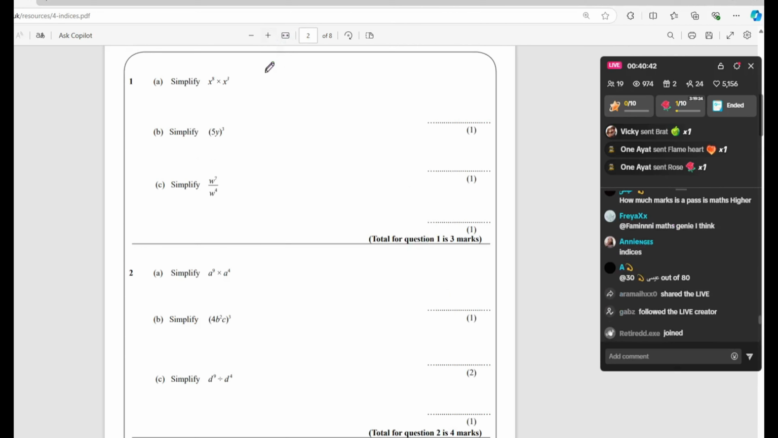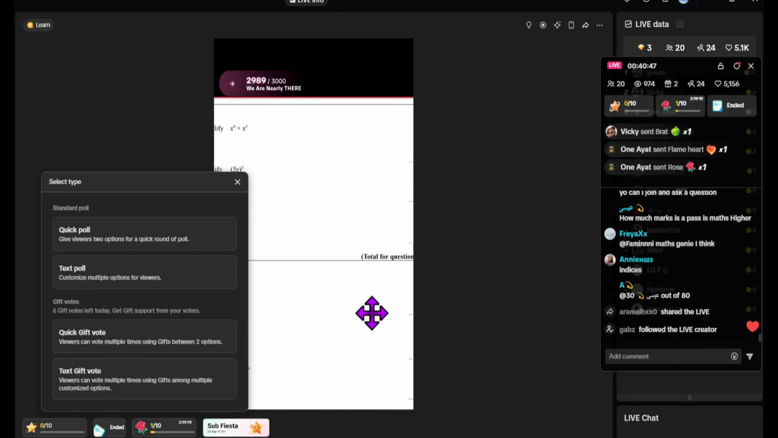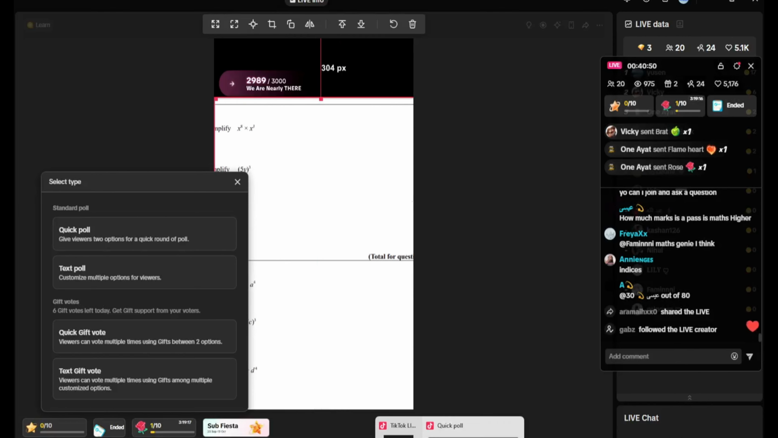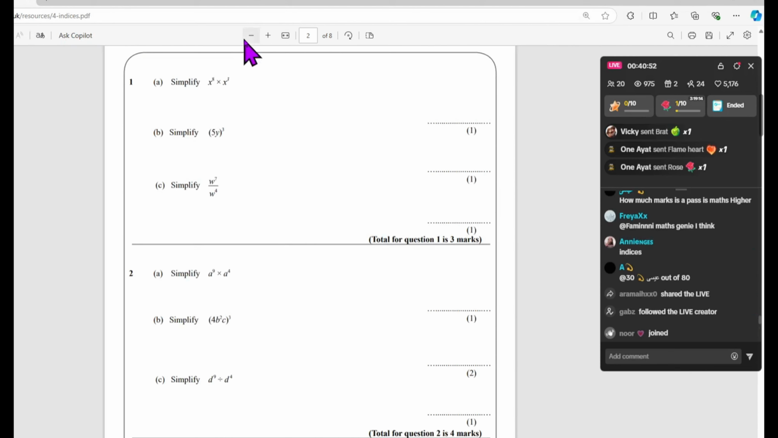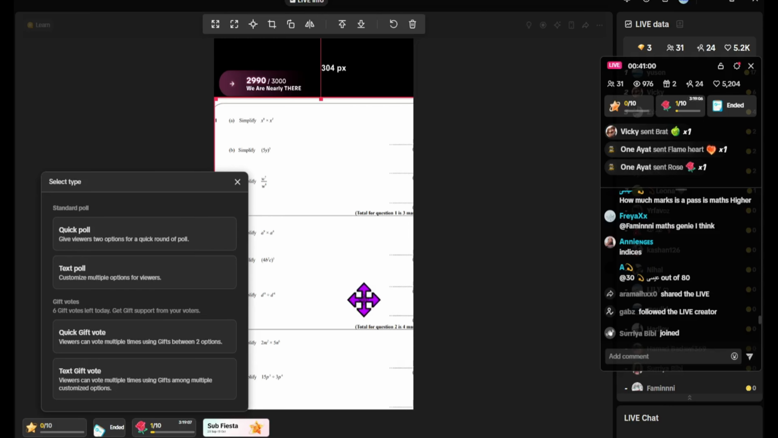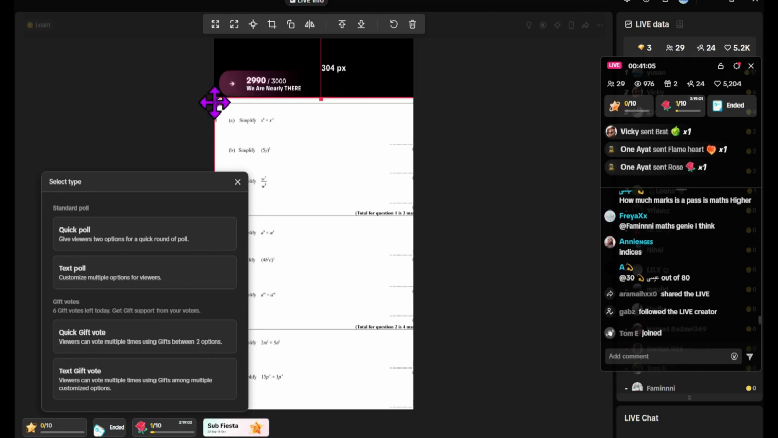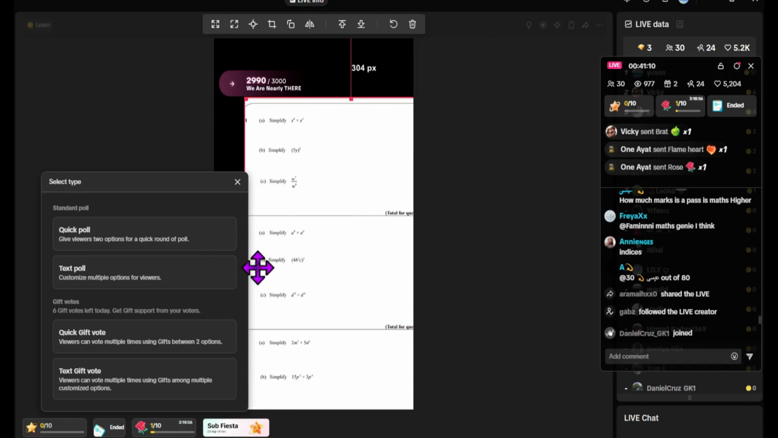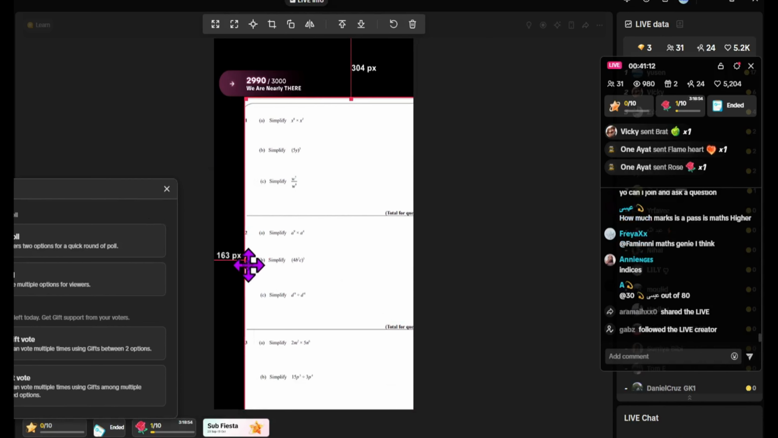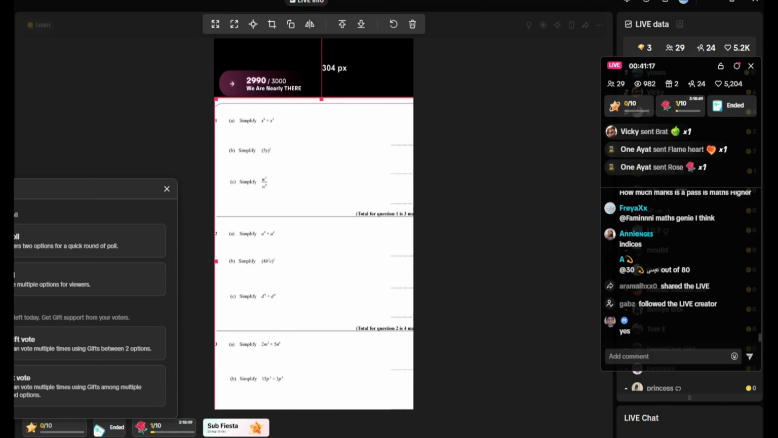I don't think you guys can see that. Let me just check. Wait a minute. Let me quickly adjust. So you guys can see that. Can you see the indices clearly? Okay.